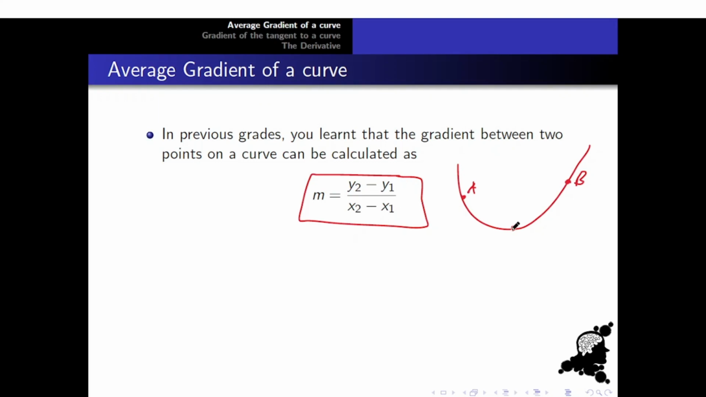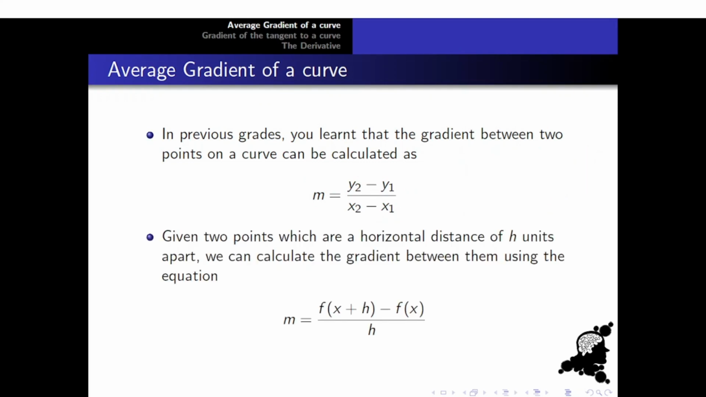But now let's say for argument's sake that we had a point C here that lies between A and B. You will notice that the gradient of AC is not the same as the gradient of BC. In fact, on a curve, the gradient changes all the time depending on which point you're looking at. And that's what we're going to look at in the next section once we start talking about the gradient of the tangent. Nevertheless, if we are given 2 points which are a distance of h units apart horizontally, we can calculate the gradient using a little bit of a different formula, and this is the formula that we can use.